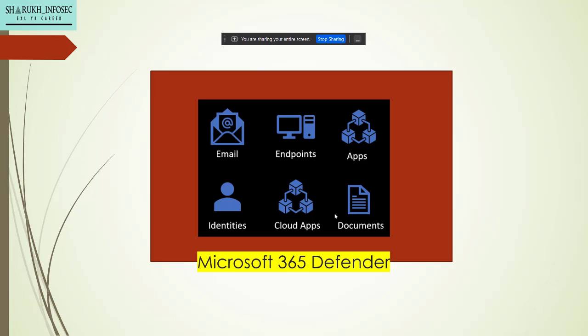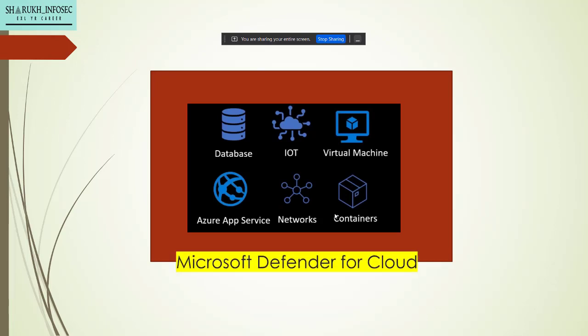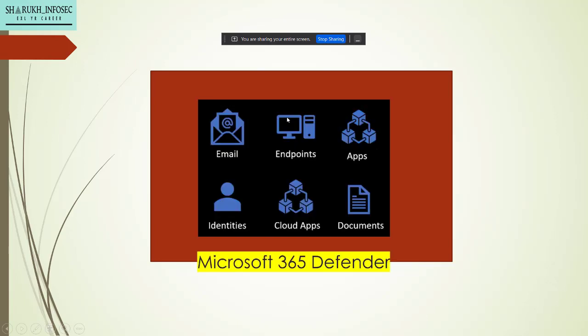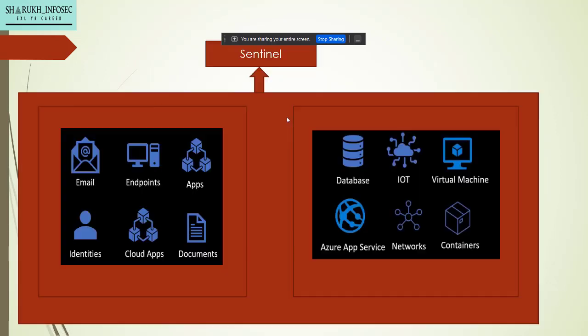All these services are collectively called Microsoft 365 Defender. Collectively called the Microsoft 365 Defender suite. If I move next, we have the other security services as well. For example, Microsoft Defender for database, Microsoft Defender for IoT, Microsoft Defender for virtual machine, Azure App Service, networks, container. These are collectively called Microsoft Defender for Cloud. I think this is there in the next slide.